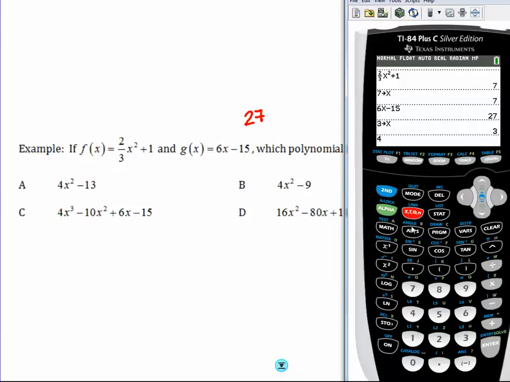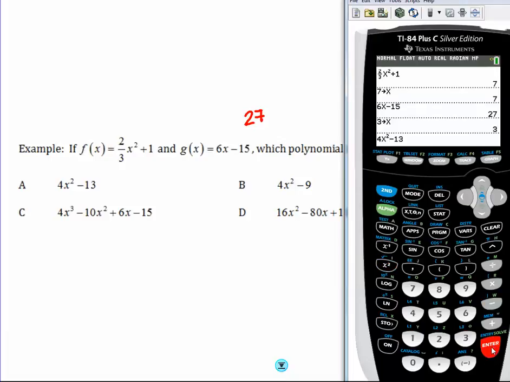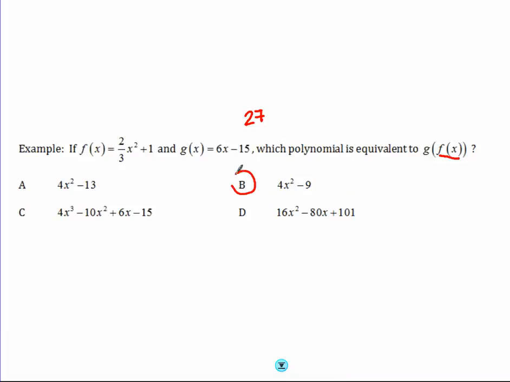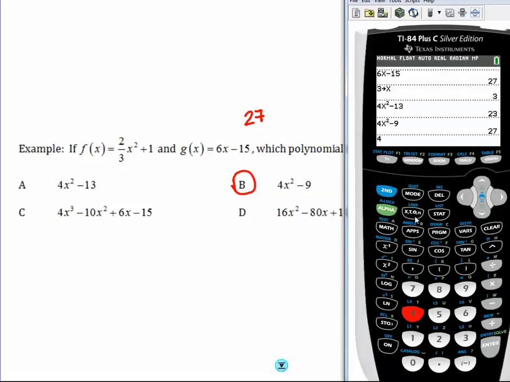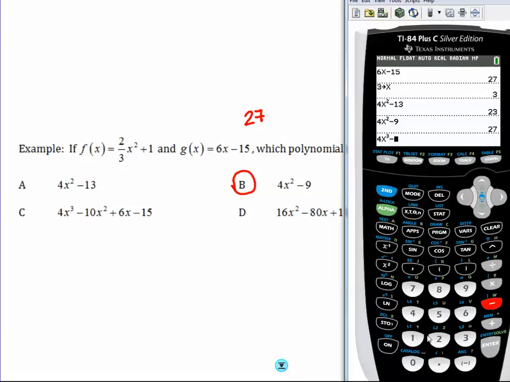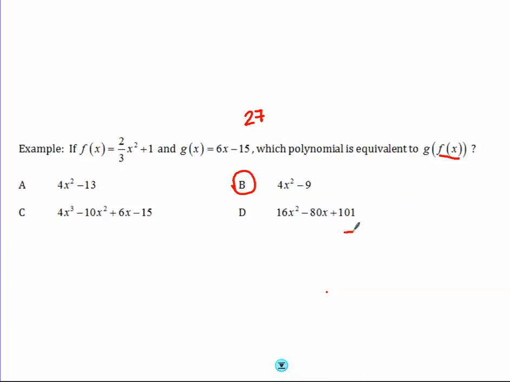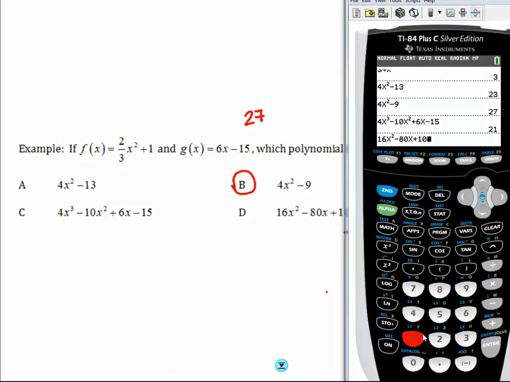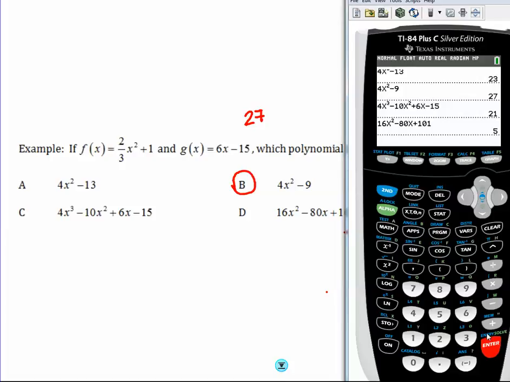So I'm going to start with A, 4x squared minus 13. That does not give me 27. Let's try B. 4x squared minus 9. And that gives me 27. So that should be my answer, but I'm going to go ahead and check the others as well. 4x cubed minus 10x squared plus 6x minus 15. No. And then the last one, 16x squared minus 80x plus 101. And again, that does not give me 27, so B is the correct answer.